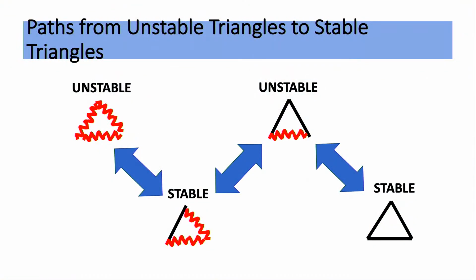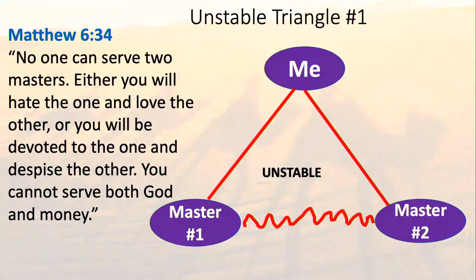So here's the path. Up here are unstable triangles, and unstable triangles want to change, and they want to become stable. When you're here, the only option to become stable is here. If you're here, the triangle itself wants to change. It has two choices, here or here. And most often what happens is we get stuck between this right upper unstable and this lower left stable. And we bounce back and forth. We can get stuck there. And this is really, really challenging to be in those sort of triangles. Matthew 6:34, no one can serve two masters.